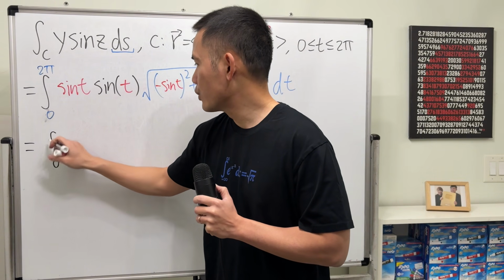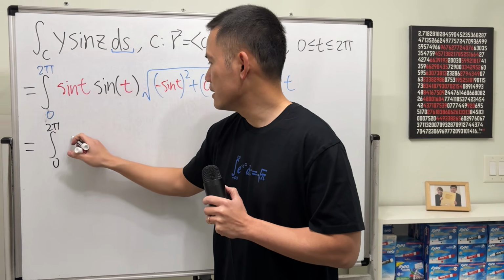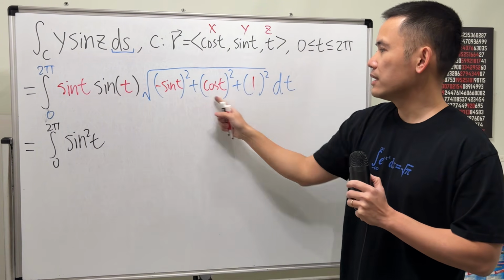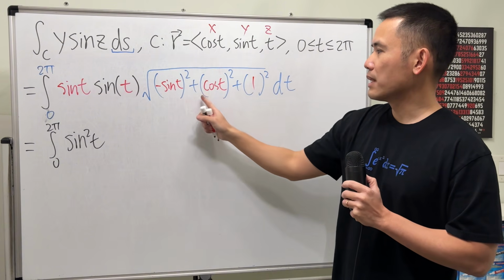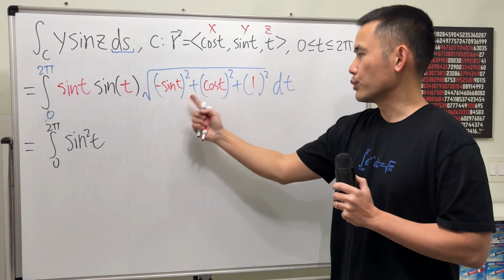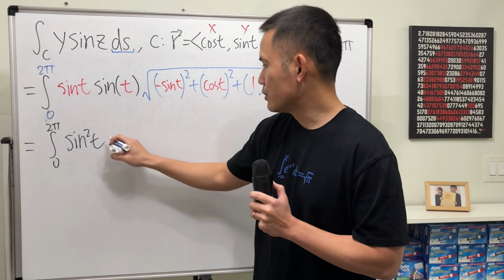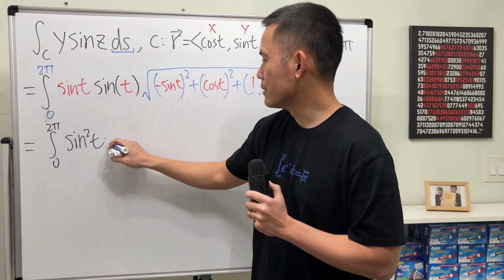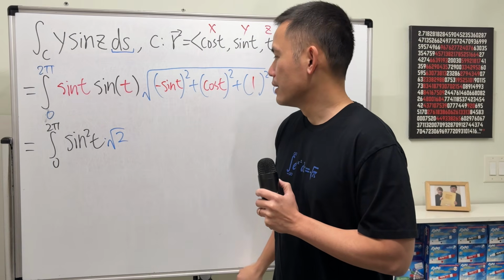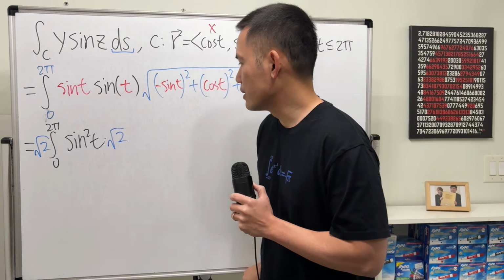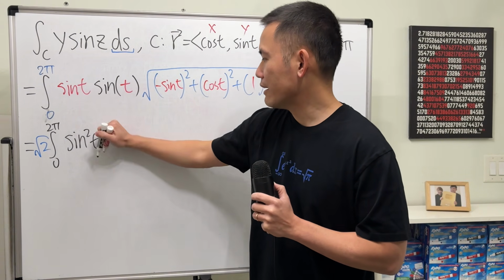Here we have the integral going from 0 to 2 pi. This is just sine squared t. However, if you look at this, we have sine squared plus cosine squared. That's just equal to 1. And then plus another 1. So in fact, it's just multiplied by square root of 2. And of course, we can put it on the outside if you prefer. Let's go ahead and do that. And then we will have dt right here.